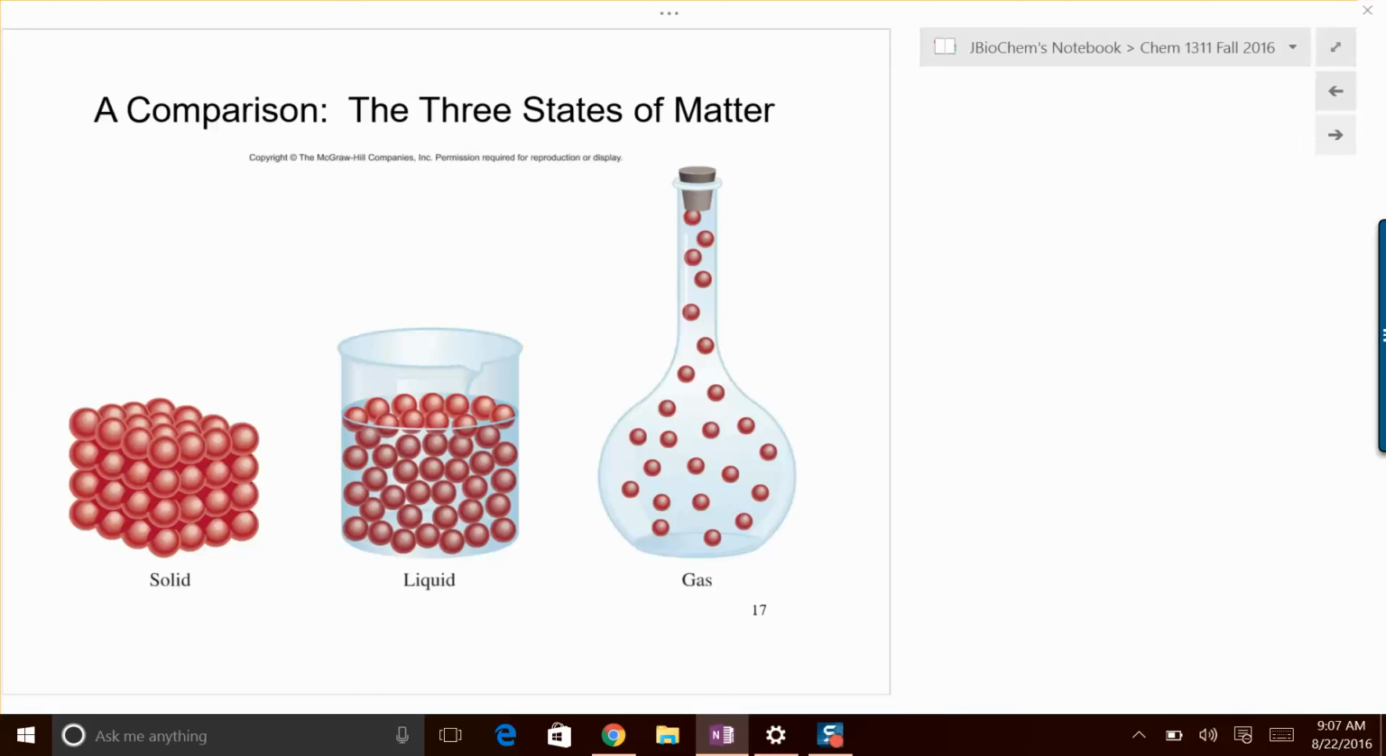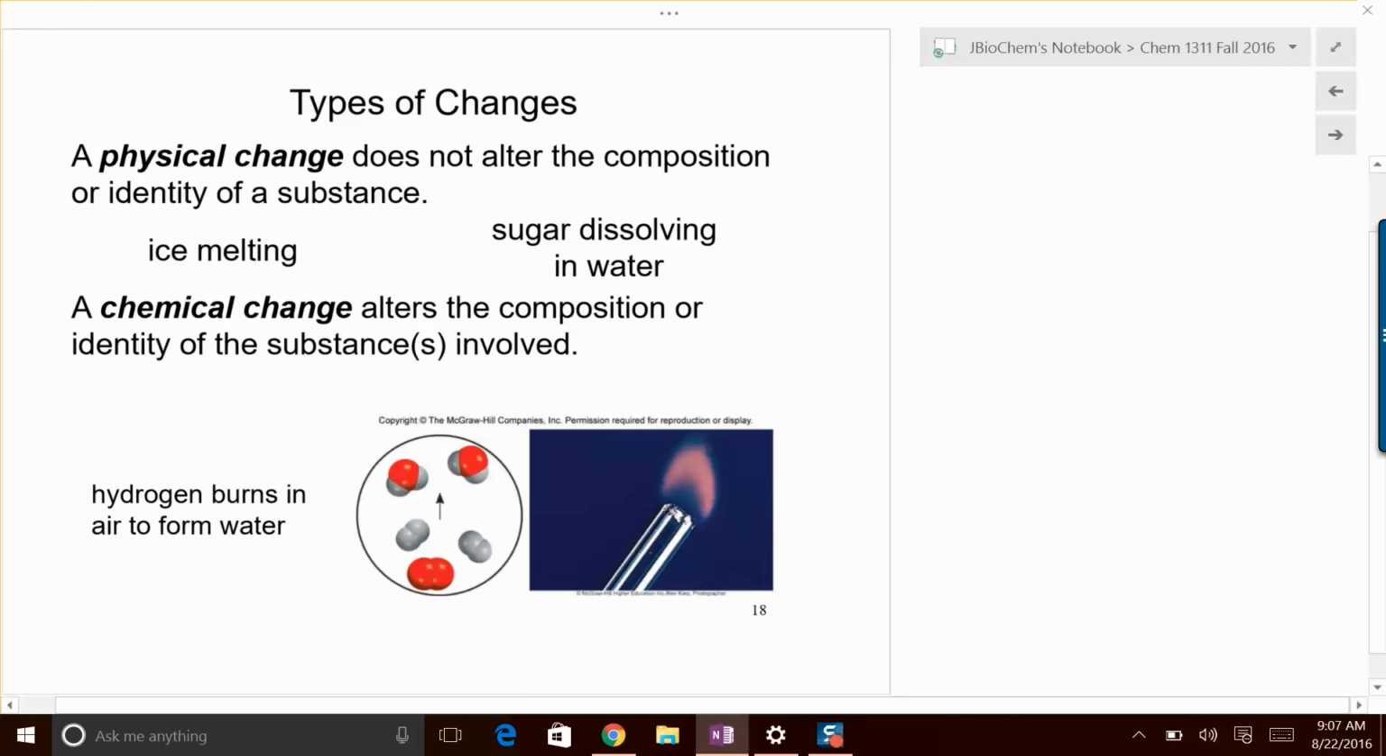Okay, so here, different types of changes. We have a physical change. Does not alter the composition or identity of the substance. A chemical change alters the composition or identity. Okay? Hydrogen burns in air which contains oxygen to form water. Okay? So here you have oxygen and hydrogen, they combine to form water. Okay? That's a chemical change.